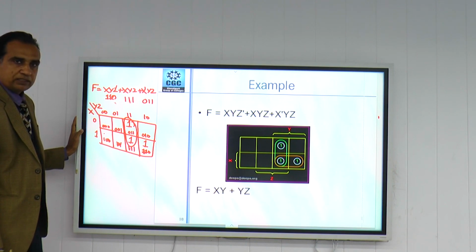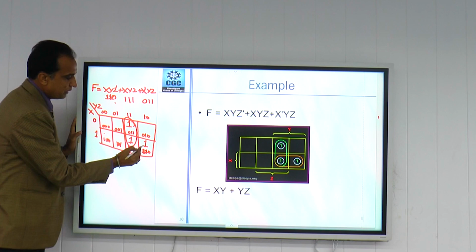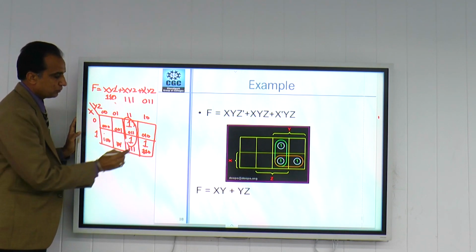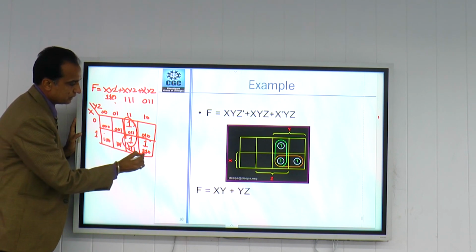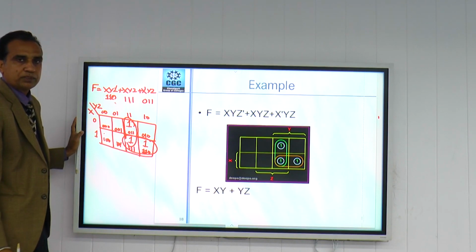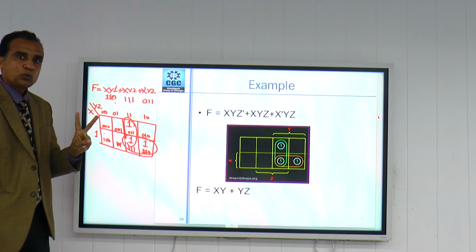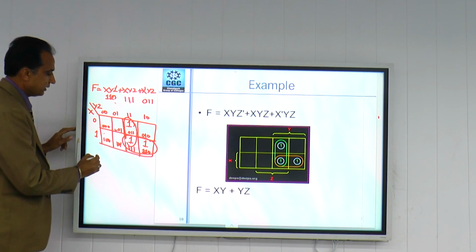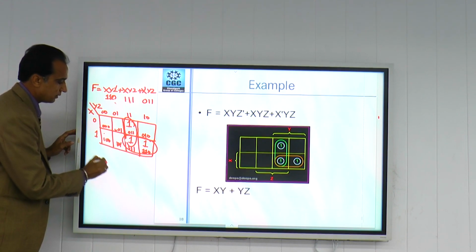So we have to cover maximum ones into a minimum number of groups. This one can be included with this one in a single group, so the groups can overlap. This is a second group, which means we have created 2 groups of 2 ones. Now after grouping, the next thing is we have to write the result.